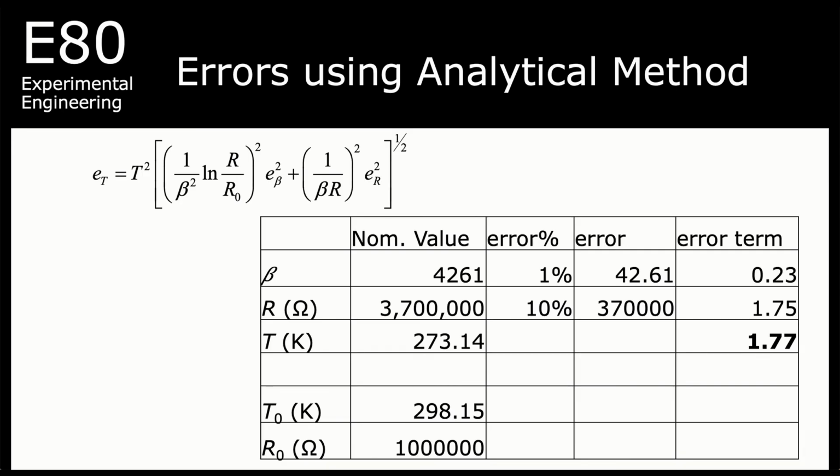In this case, the nominal value of beta is 4261 with an uncertainty of 1% and the measured value of resistance is 3.7 megaohms with an uncertainty of 10%. The error term from beta is 0.23 K, and the error term from R is 1.75 K. The least sum of squares result, giving the error bound in T, is 1.77 K. The result is reported as 274.14 K plus or minus 1.77 K.